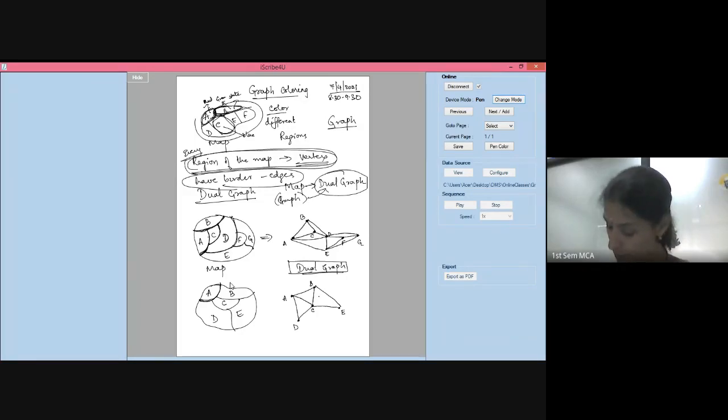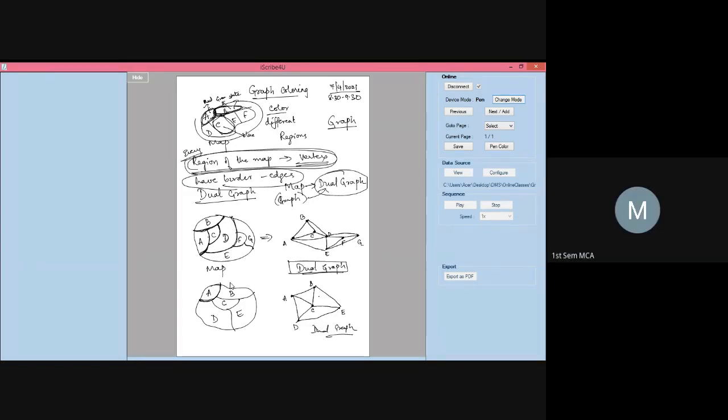Alright. Then coming to D. D shares border with A. DA is already connected. D shares border with C. DC is connected. D shares border with E. Let me connect DE. Coming to E, I think we have already connected everything. E shares border with B. EB we have connected. EC we have connected. ED we have connected. So this becomes the dual graph of the given map.